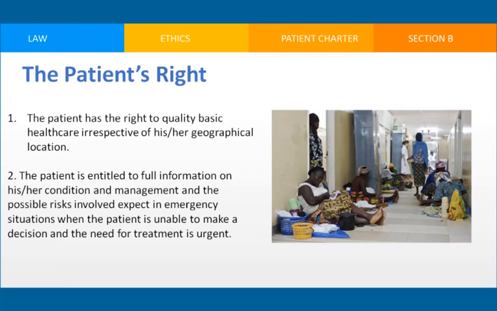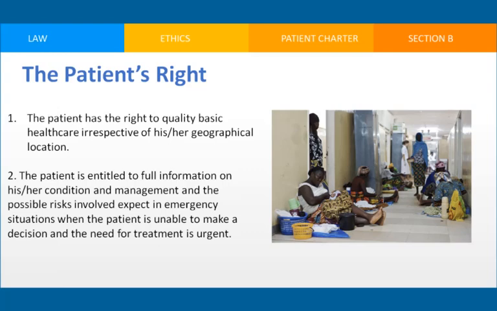Now, when it says somebody has a right, it's more like a privilege. The person has a privilege of health service delivery. And the first one is that the patient has a right to basic health care. The patient has a right to quality basic health care, irrespective of his or her geographical location.